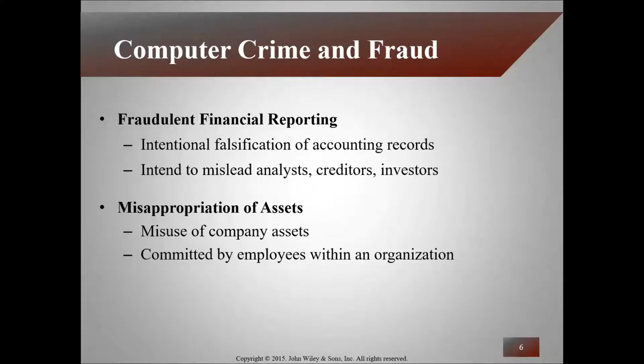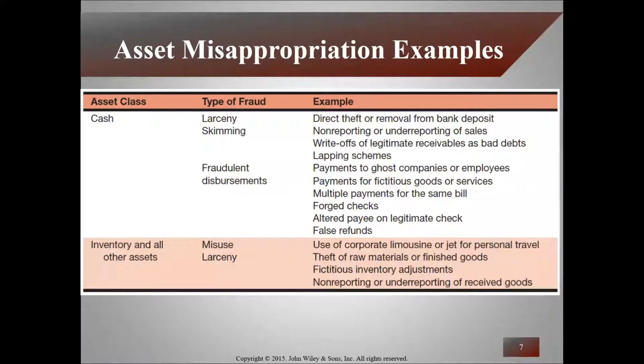And we're going to look at some examples. Cash. The type of fraud is larceny or skimming. It's a direct theft or removal from bank deposit. Non-reporting or underreporting of sales. Write-offs of legitimate receivables and bad debts. What about inventory and all other assets? It's considered a misuse or a larceny fraud. An example is use of a corporate limousine or jet for personal travel.